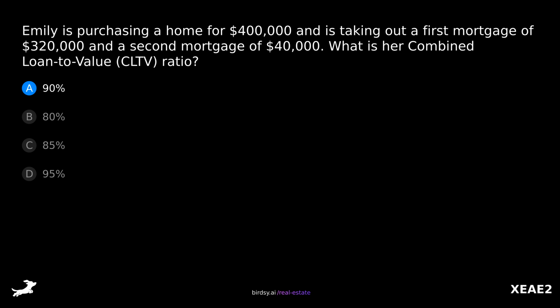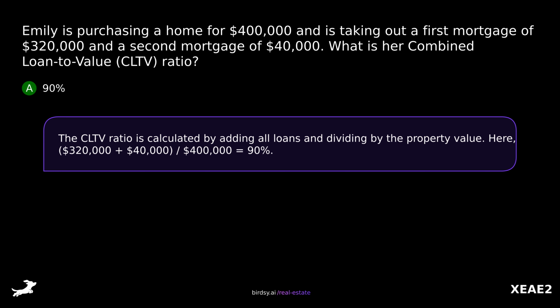Is it A, 90%, B, 80%, C, 85%, or D, 95%? The correct answer is 90%. The CLTV ratio is calculated by adding all loans and dividing by the property value. Here, $320,000 plus $40,000 divided by $400,000 equals 90%.